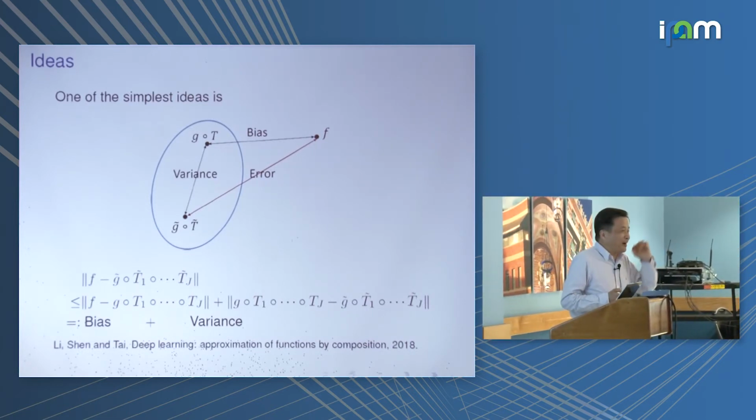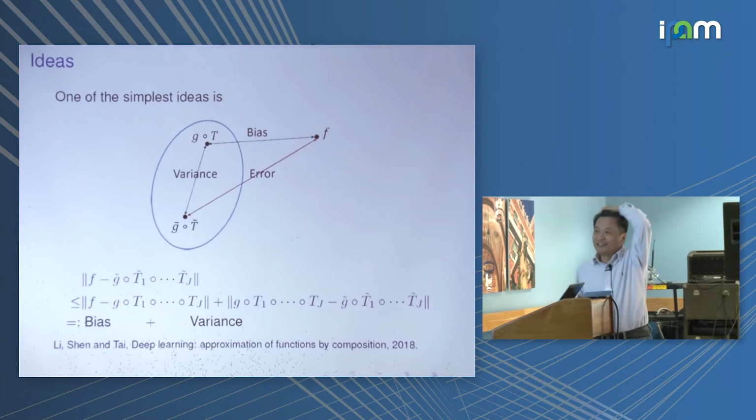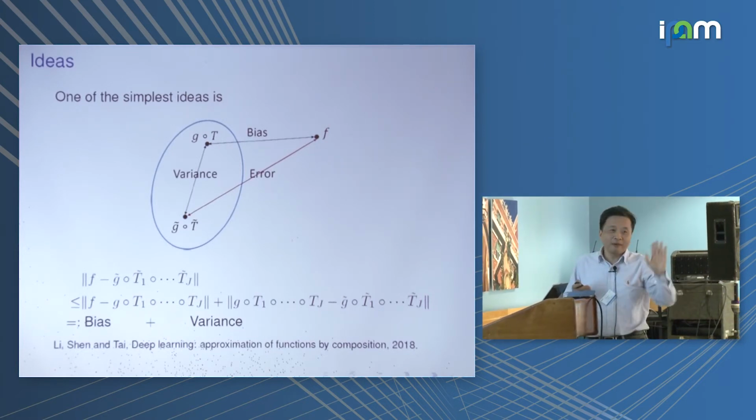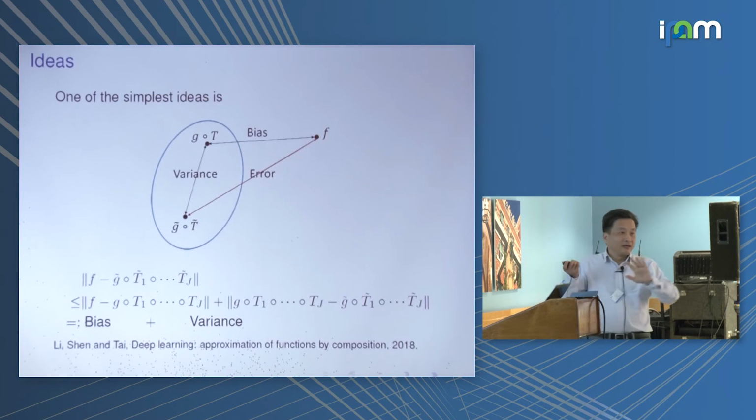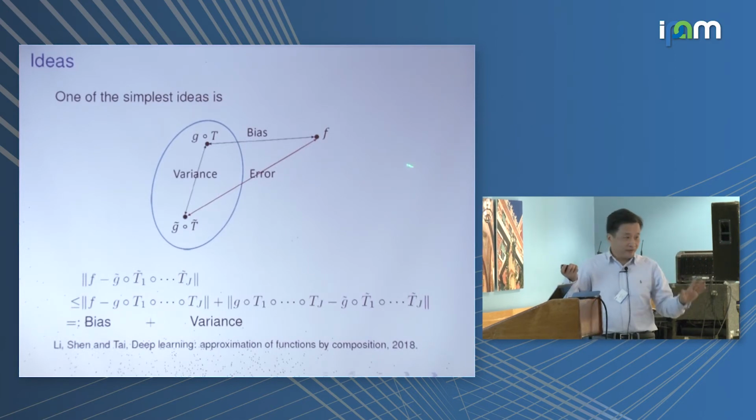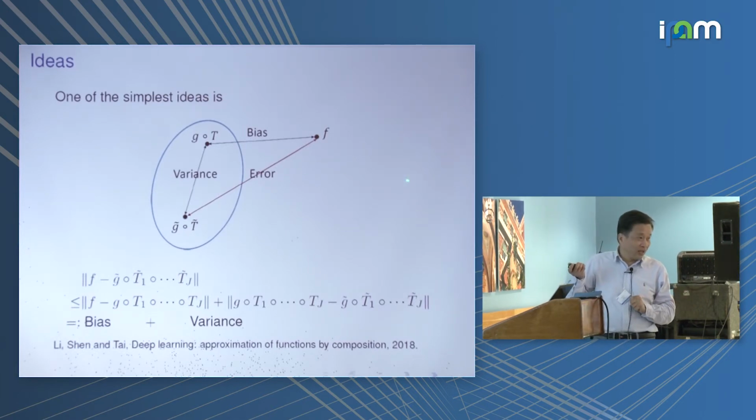But I can give one simple idea, something everybody has. Essentially, you learn. You want to approximate F, which you don't know. You only have a label, or a sample of F. That's what you have, and you want to do that.